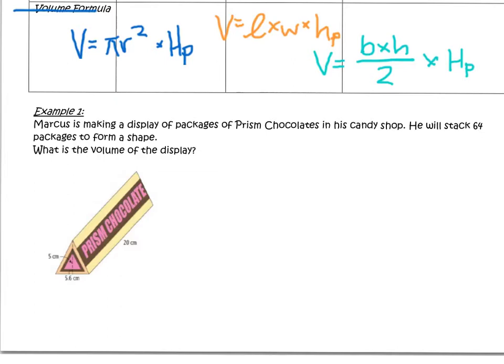Okay, so what should be the first step? Rachel, what would you do first? Find the area. What is the question asking us to find? Caleb? From the volume of 1 and then multiply by 64.